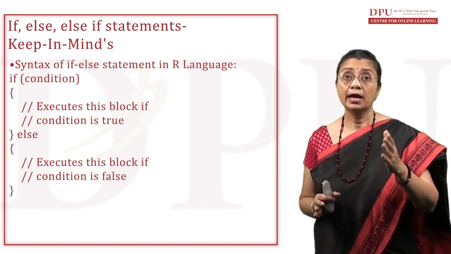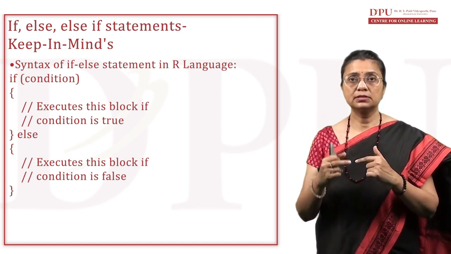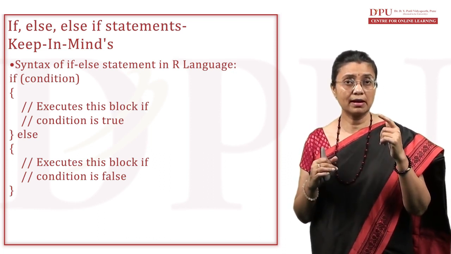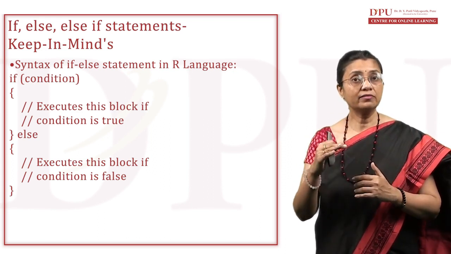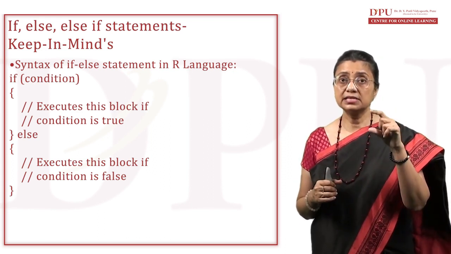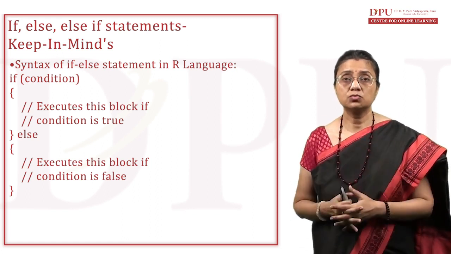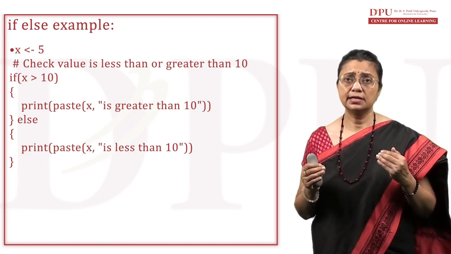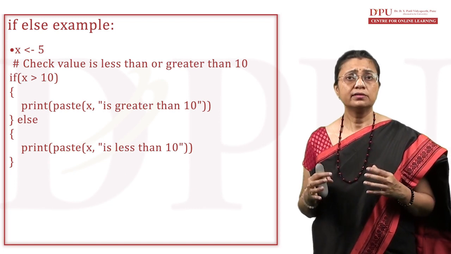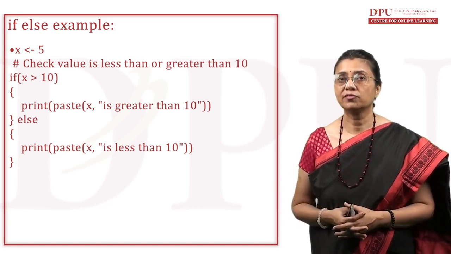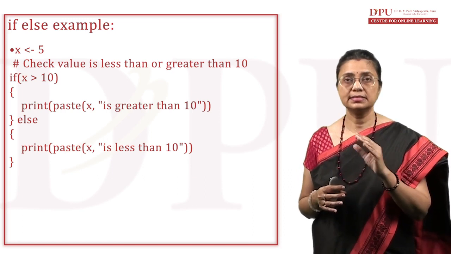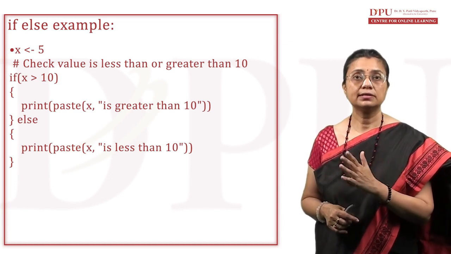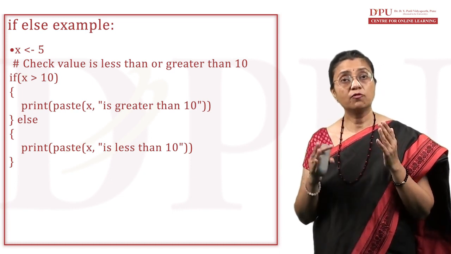I'm testing the condition, and if the condition is true, I'm executing this block. Whatever commands are within the curly brackets, that is executed. Otherwise, whatever commands I write in the second set of curly brackets, that block is executed if the condition is false. Now, let's take an example and understand the code. This is a code where there is a variable x which is equal to 5. You can see over here that there is a variable x and it is equated to 5. And now I'm checking whether the value is less than or greater than 10. So I'm checking with the help of the if function.